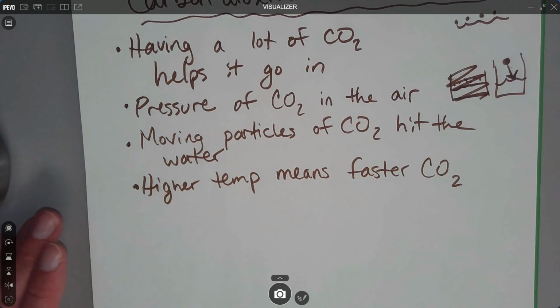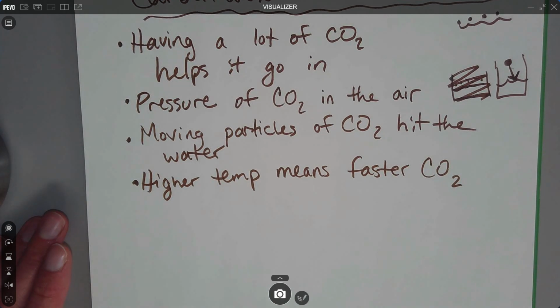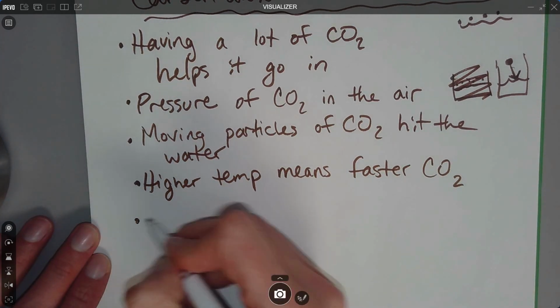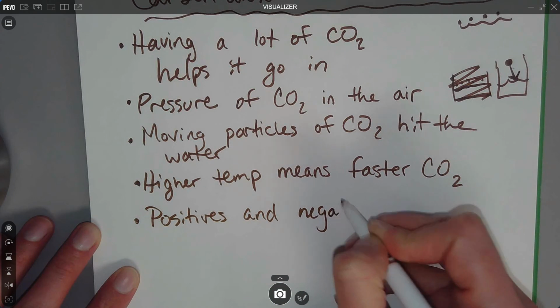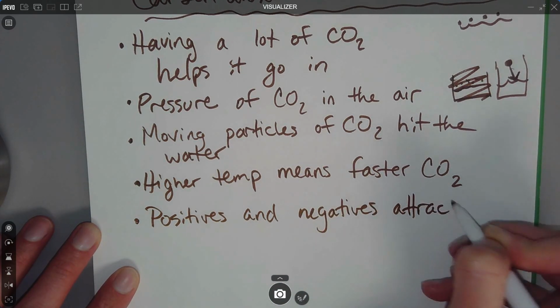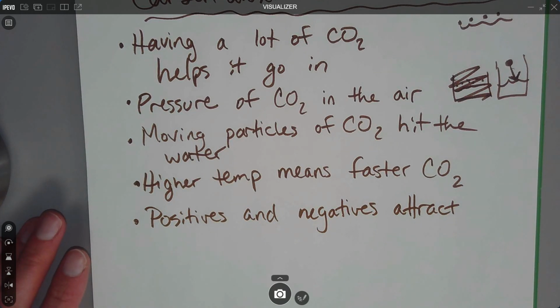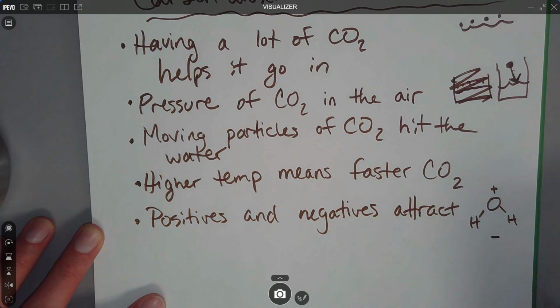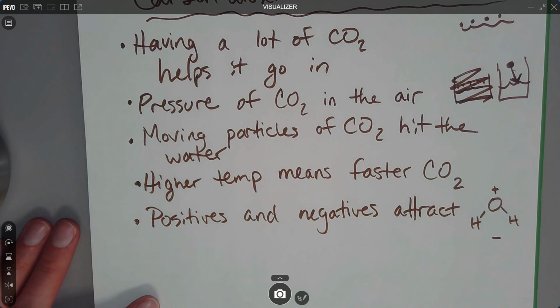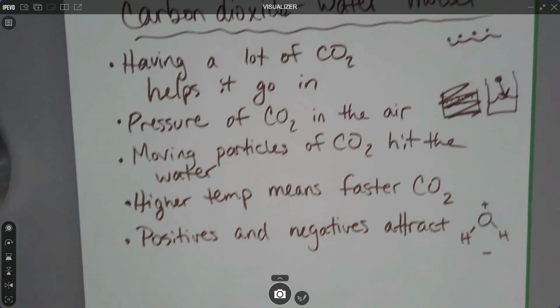Does anybody remember anything we talked about before about positives and negatives? Positives and negatives attract, right? Did you know that one side, the oxygen side, of water is negative and the hydrogen side is positive? Sometimes we draw it like this. Does that make sense? Could there be an attracting thing going on here? There sure could, right? So there's some good ideas for you.